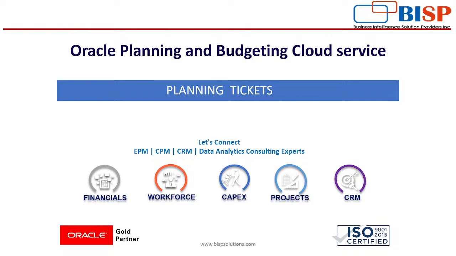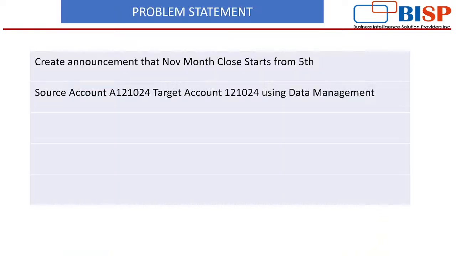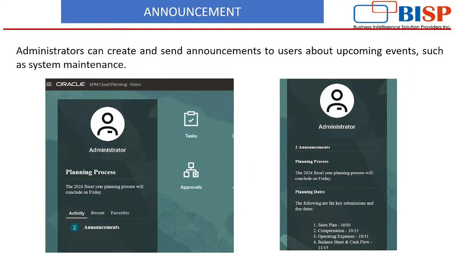In this series of planning tickets, today we are going to see the following tickets. First one, we have to create an announcement that November month close starts from 5th. In PBCS, an announcement can be used to communicate important messages or updates to users directly through the application interface.